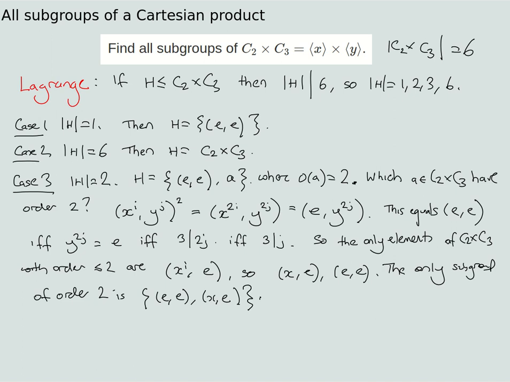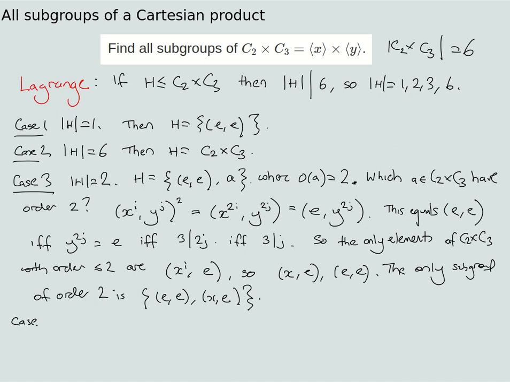Okay, what did we do there then? We said that a subgroup of order 2 must consist of an element of order 2 together with the identity element (e,e). We found that the only element of C2 × C2 with order 2 was (x,e), and we did that by looking at which elements could square to the identity. We therefore said that the only subgroup of size 2 is the one that consists of (e,e) and our only element of order 2, which was (x,e). So we're done with case 3.